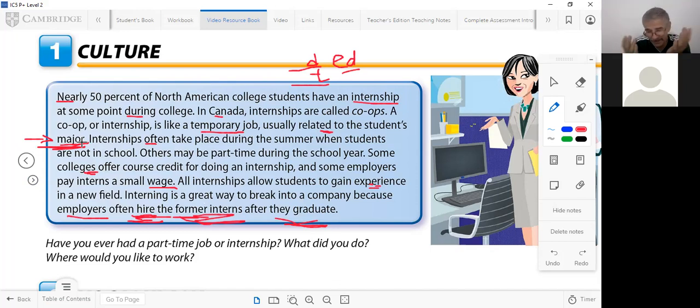Okay. No, is the way that the North Americans call it, because I think that they call it in the high school like juniors, majors, freshmen.